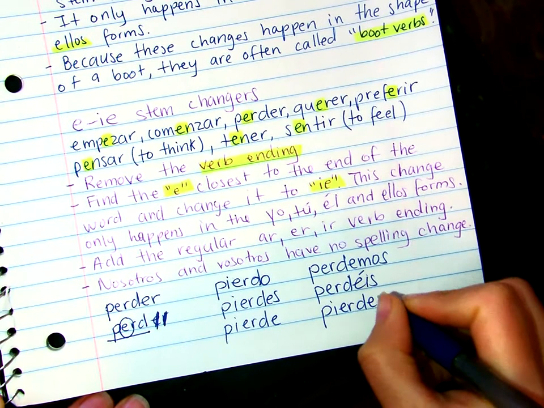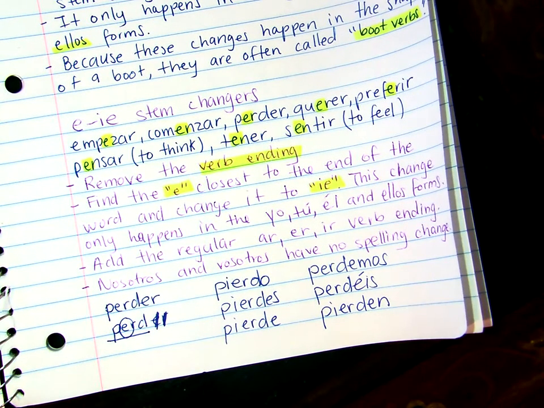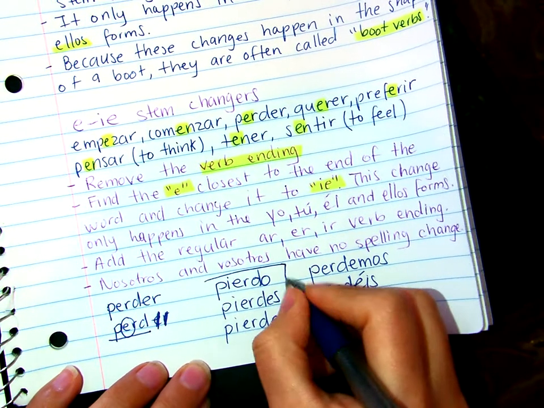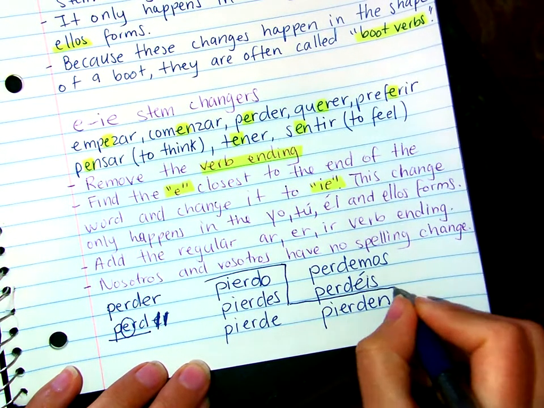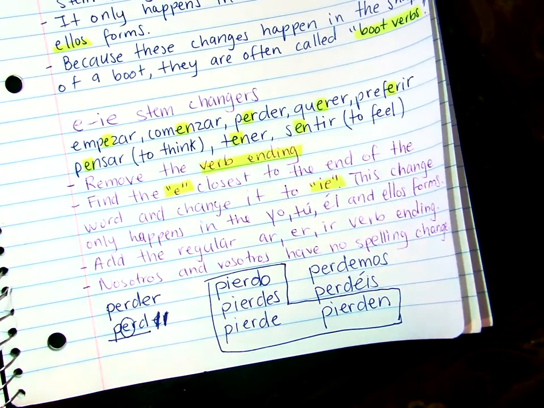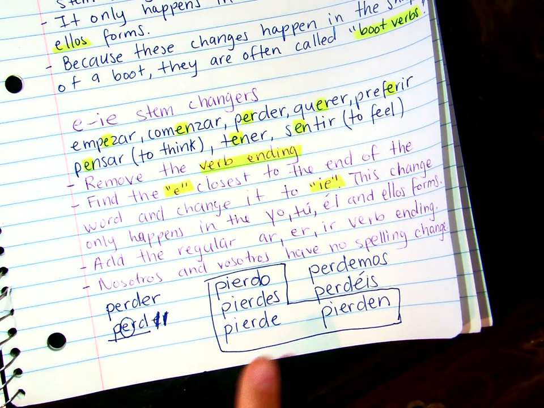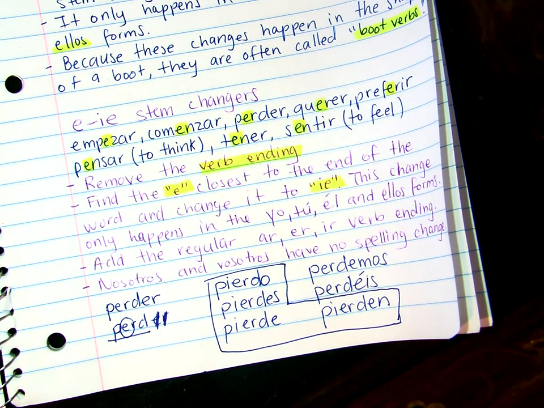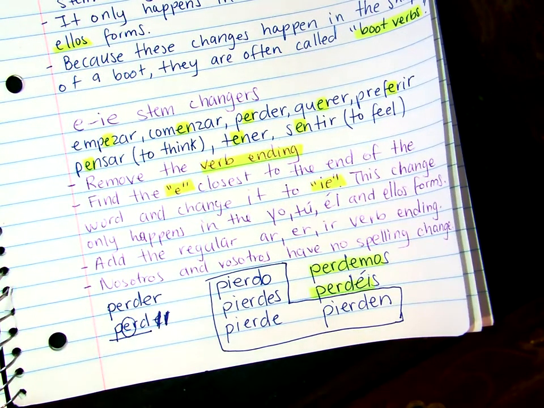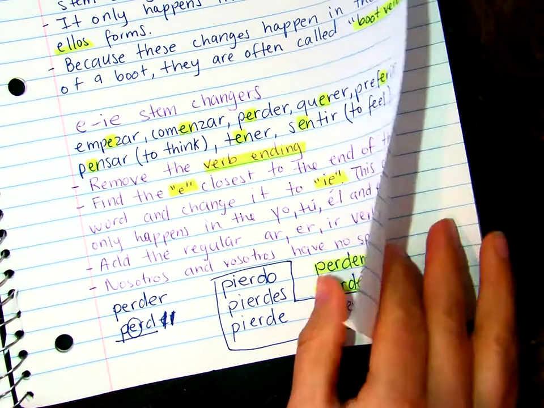Okay? So remember, why are they called boot verbs? Is because of this. The conjugation makes the shape of the boot. See that? That's why. That's what they call boot verbs. Notice that these two, there's no change to those two. No change. All right. So let's go now to the other ones.